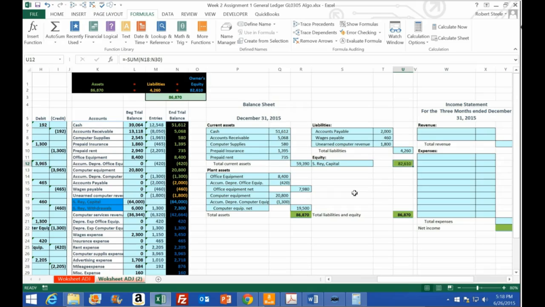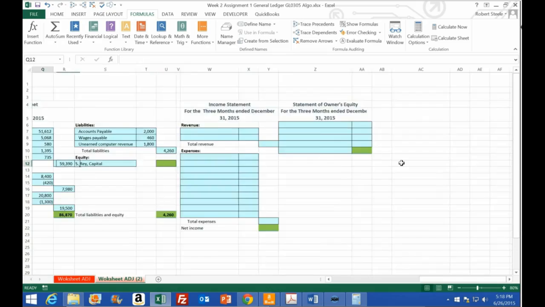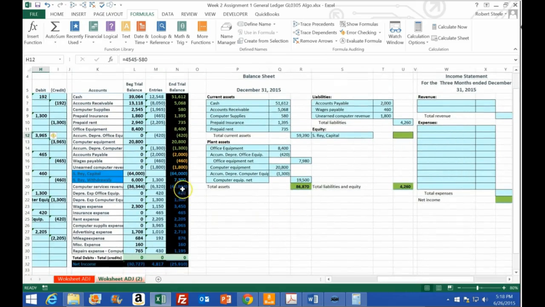I want to know how much revenue we earned. So instead of getting this number like we did here, I'm going to delete that, and we're going to pull it from the statement of owner's equity. So now we're going to recalculate the blue area, meaning I'm going to recalculate net income using these numbers. Then we'll recalculate owner's equity, which will bring in these two numbers. So let's do that.